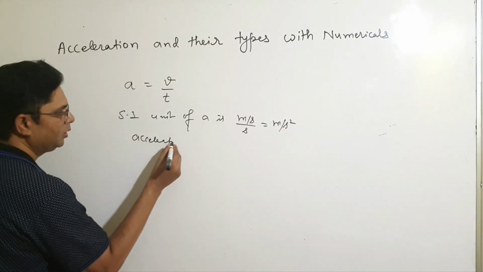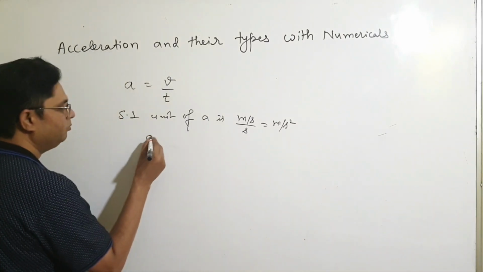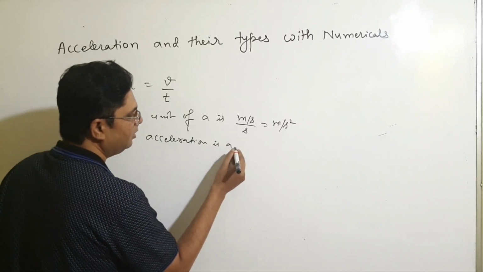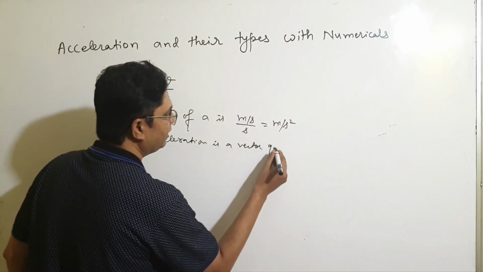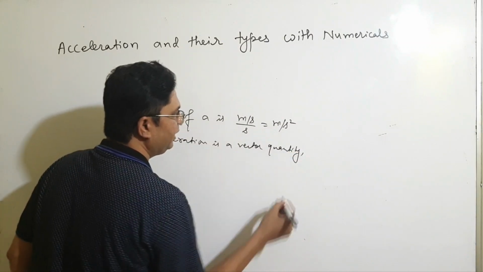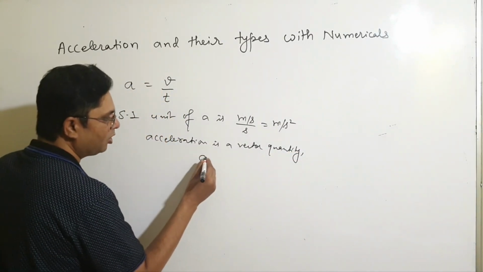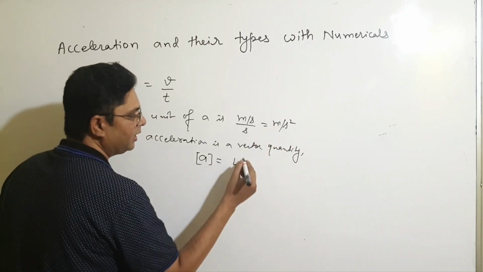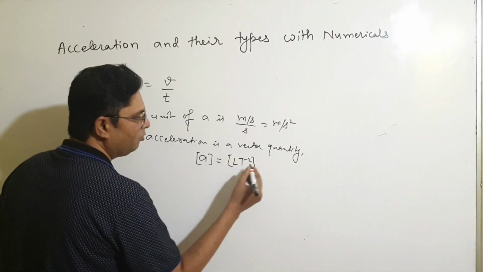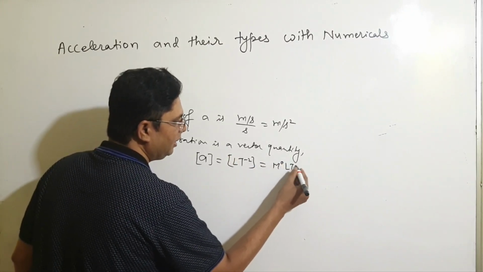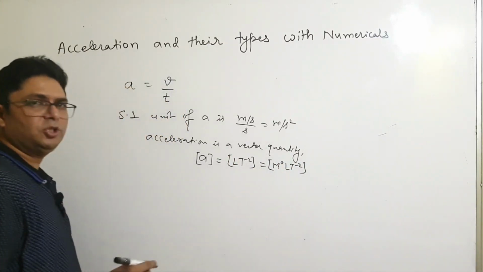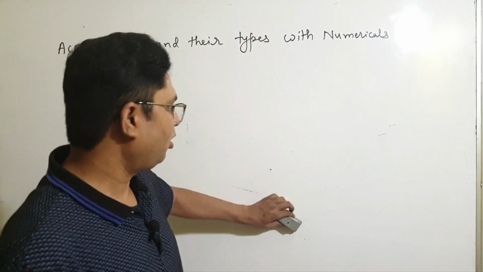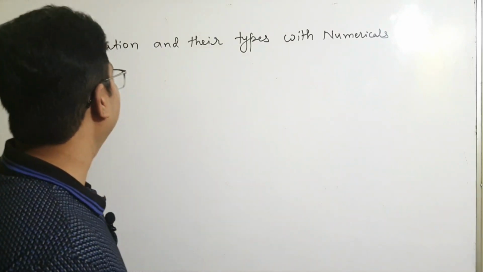Acceleration is a vector quantity, and when we talk about dimension of acceleration, for meter you have L, for second you have T to the power minus 2, which you can write as M^0 L T^-2. This is the dimension of acceleration. Thus you have learned about acceleration. Now let us learn about types of acceleration.